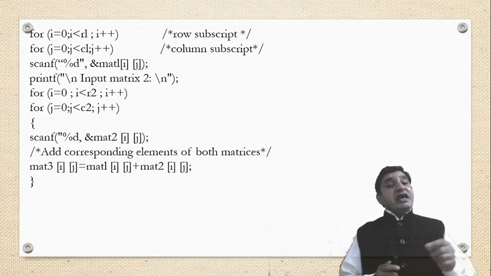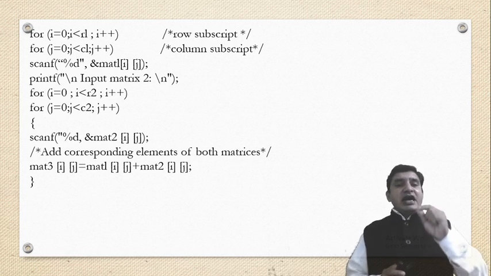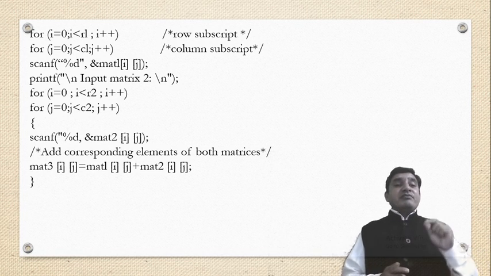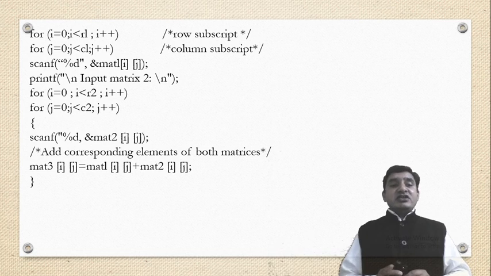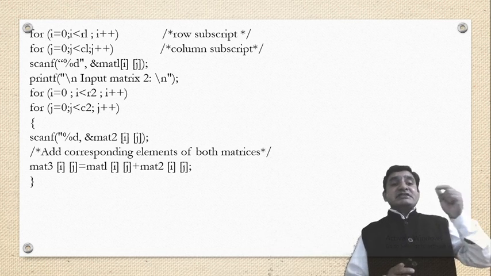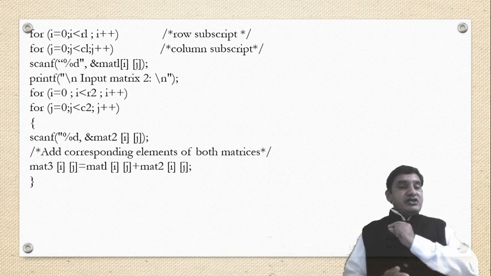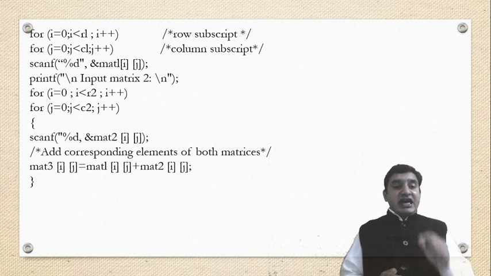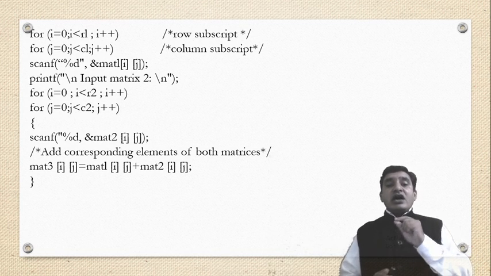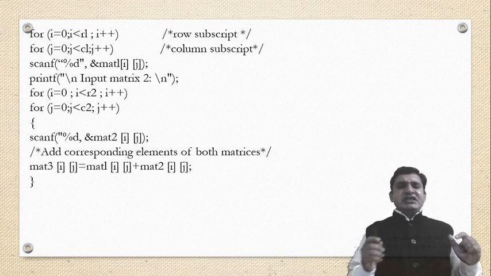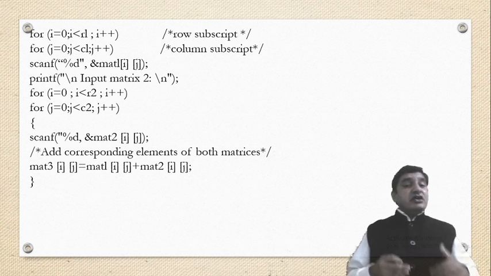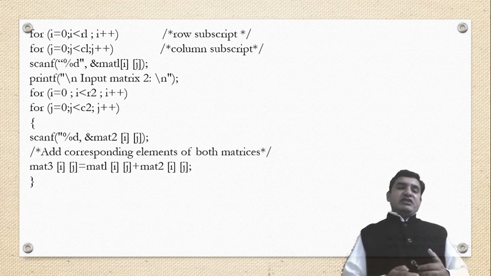We enter the values of the first matrix by using the first scanf function, and the values of the second matrix by using the second scanf function. Scanf %d and matrix2[i][j]. By using this second scanf function, we enter the values of the second matrix.